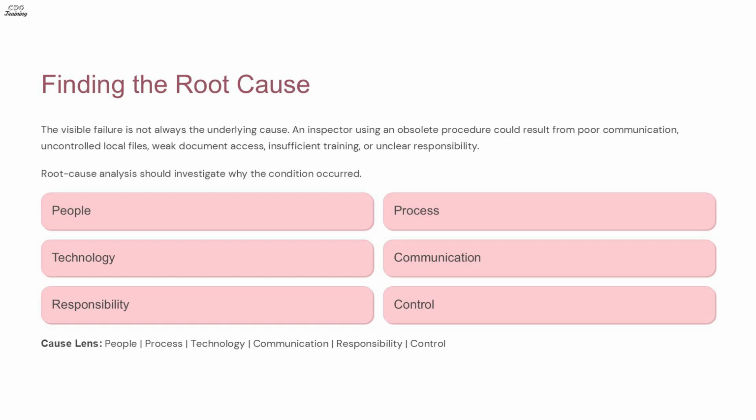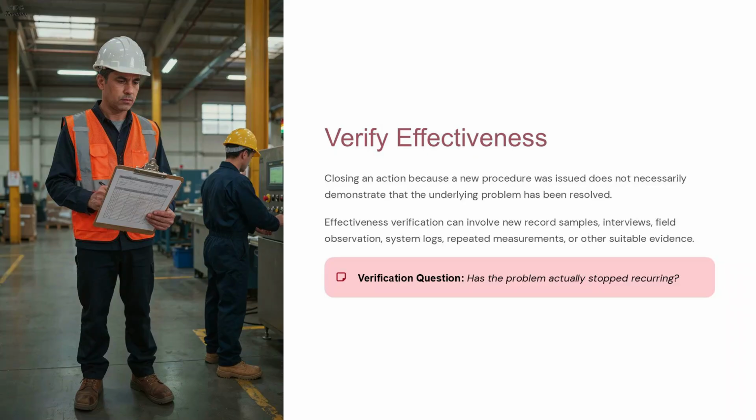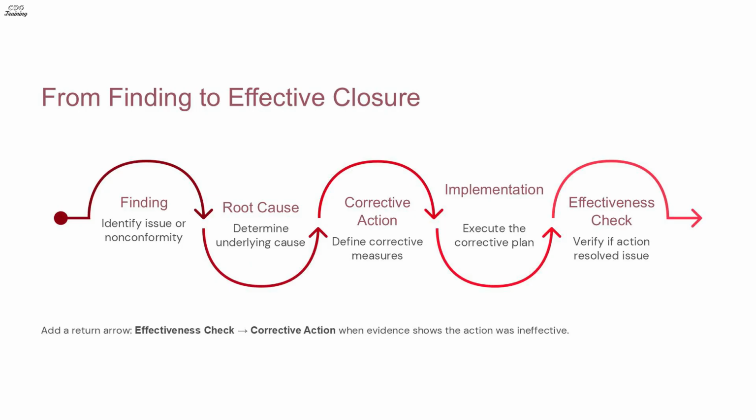Root cause analysis investigates underlying issues, considering factors like people, process, and technology. Corrective action planning involves addressing causes and ensuring responsibilities and implementation are clear. Verifying effectiveness ensures that corrective actions have resolved the issue and prevented recurrence. The process from finding to closure involves identifying issues, determining root causes, and implementing corrective actions.